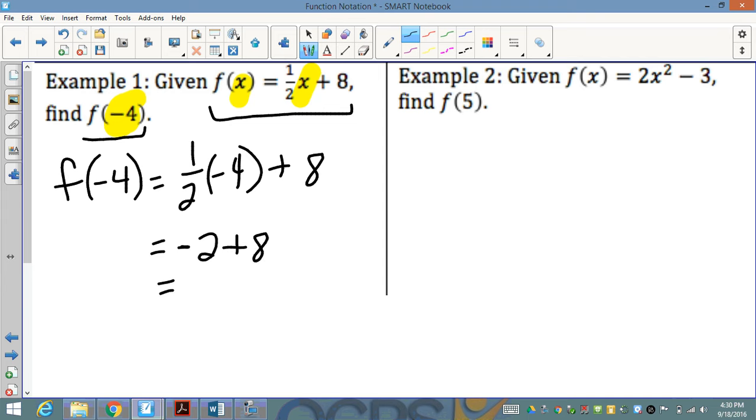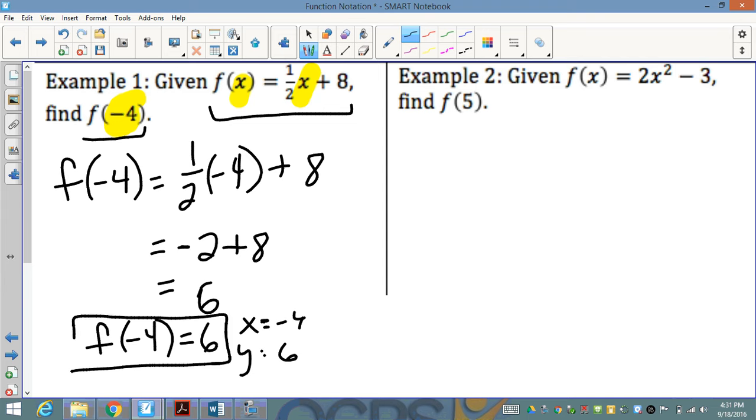And then -2 plus 8. Signs are different, so I'm going to subtract and keep the sign of the larger. So f of -4 equals 6. Again, that tells me two things. It tells me when x is -4, y is 6. That's your answer right there, though. This is just me clarifying the meaning.